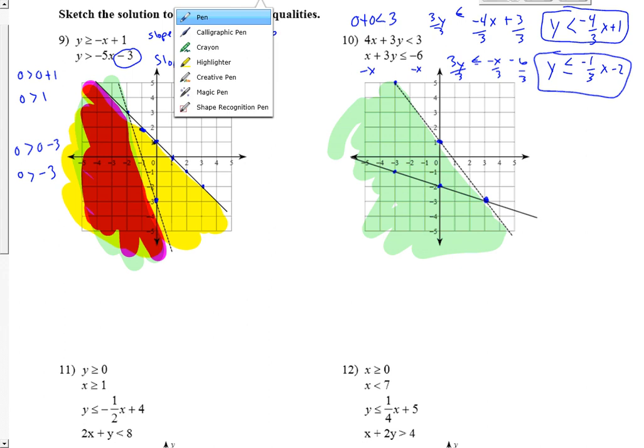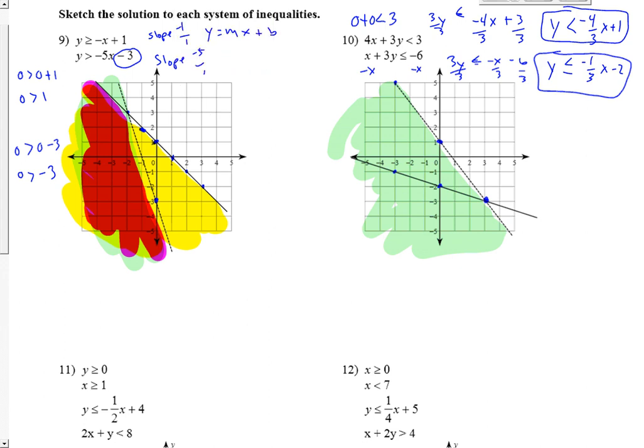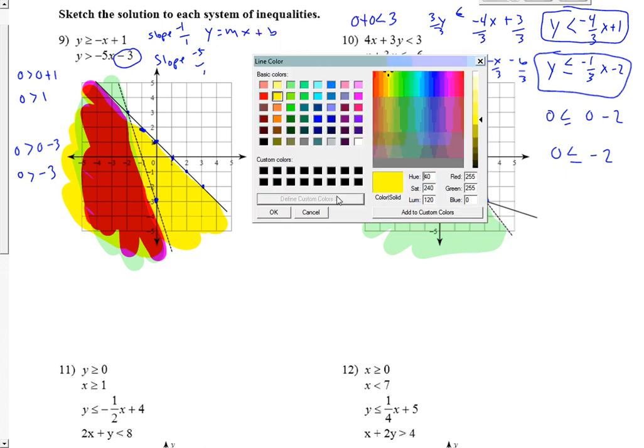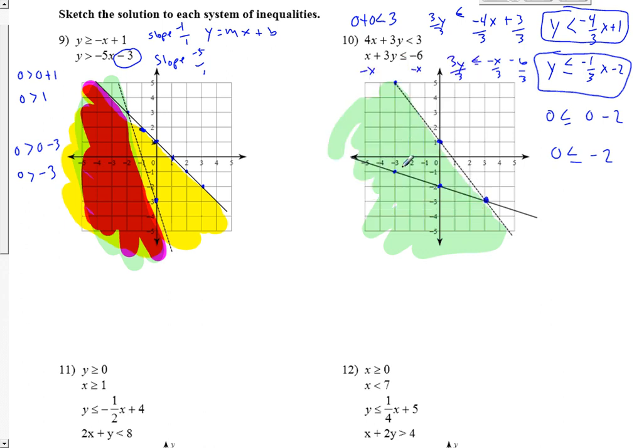When I test the point 0, 0, it doesn't matter which inequality I use, either the original or the one I have over here. I could do 0 is less than or equal to 0 minus 2. Is 0 less than or equal to negative 2? No, negative 2 is the smaller number. So that means I'm going to be shading downward. And I'm going to make this a little bit lighter. Okay. So then we are shading away from the point 0, 0 because this answer right here is false.